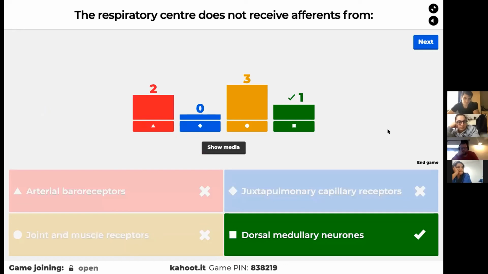Yes, the correct answer is dorsal medullary neuron. So the arterial baroreceptors actually have very little to do with your respiratory center. They tend to have more of an effect with your blood pressure, if I'm right in saying that. Juxtapulmonary receptors do give afferents to the respiratory center, and the dorsal medullary neurons don't. It is the ventral medullary neurons that do.